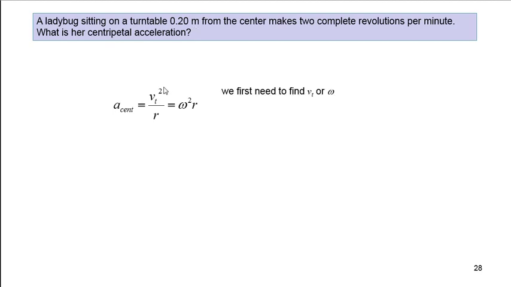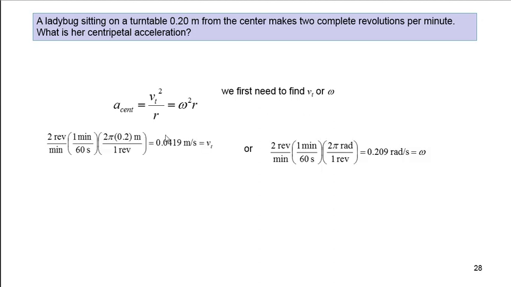So now really what I need to do is to find my tangential velocity or my angular velocity. And I can find both of them actually. I only need one of them. I'm going to show you how to find both of them just for practice. So let's look over here first. Here I'm going to solve for my tangential velocity.